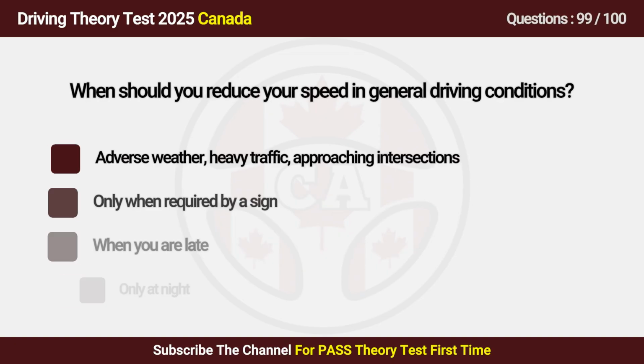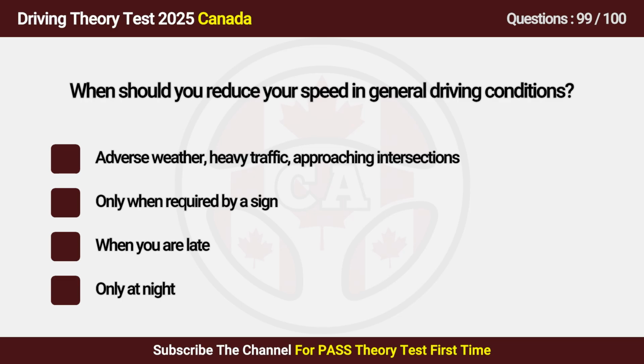Question 99. When should you reduce your speed in general driving conditions? A. Adverse weather, heavy traffic, approaching intersections. B. Only when required by a sign. C. When you are late. D. Only at night.